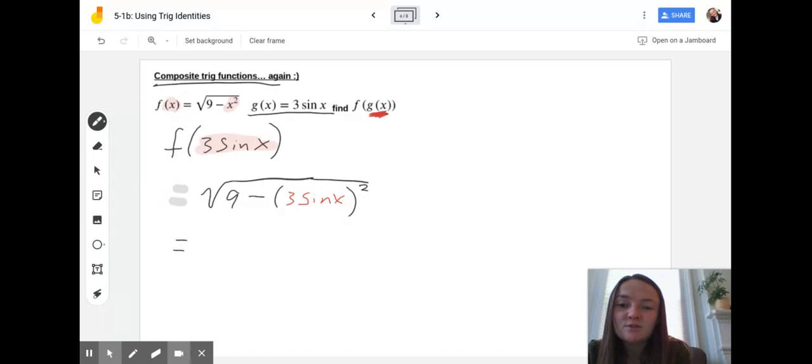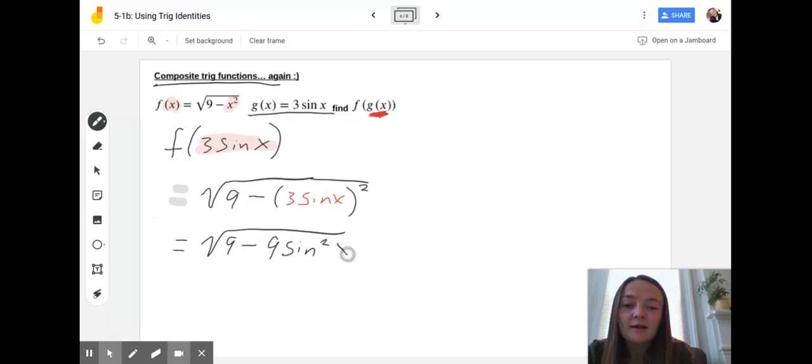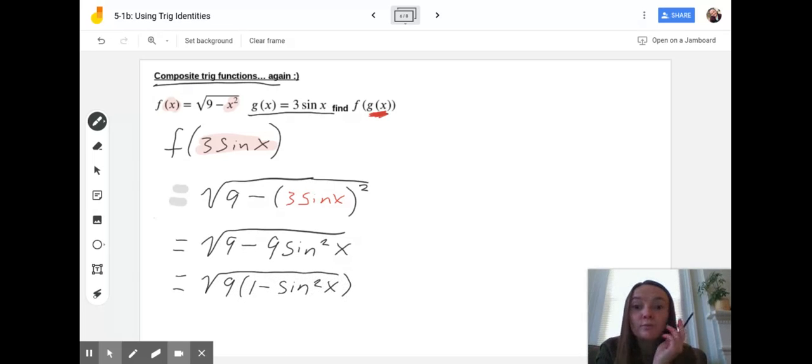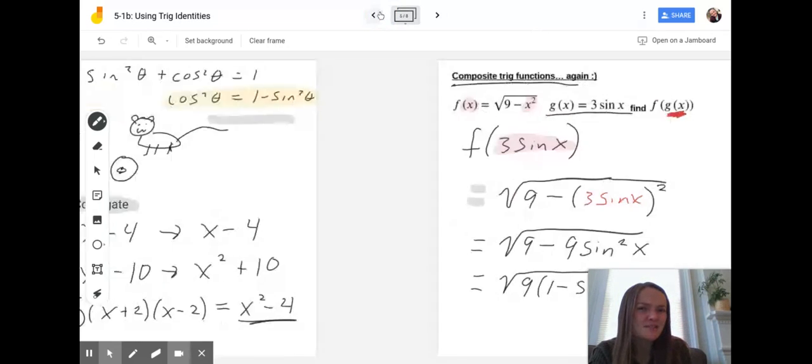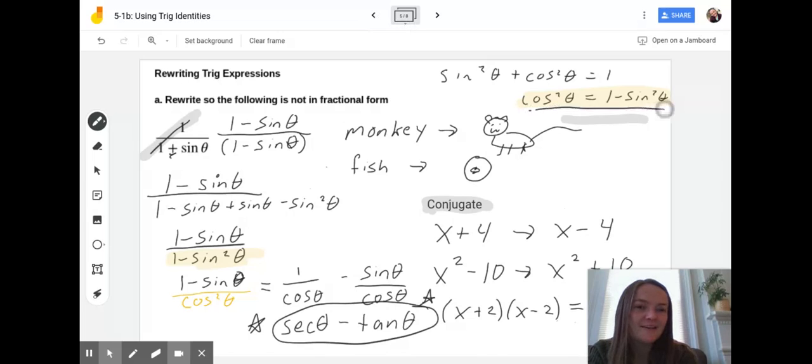Really quick, I'm just going to do a little bit of simplifying. This is going to be 9 minus 9 sine squared x. Well, if I factor a 9 out, I get 9 times 1 minus sine squared x. And hopefully our trig brains are ringing a bell right now, because 1 minus sine squared x, I've come across this in the past. In fact, I think I did it right here. 1 minus sine squared x is cosine squared x, isn't it? That's by a Pythagorean identity.